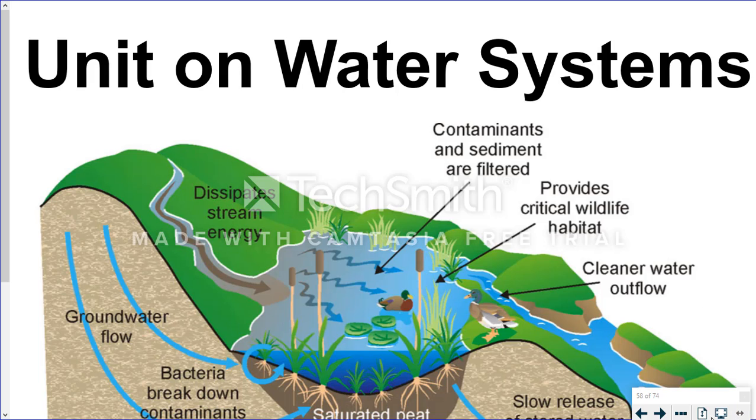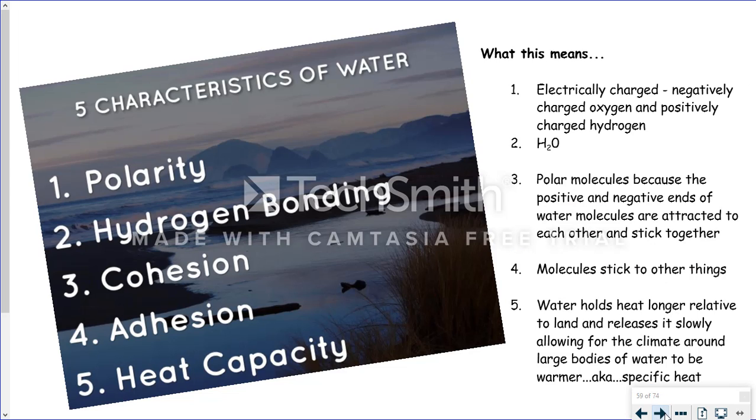So today we're going to discuss the unit on water systems. There are 5 characteristics of water, those being polarity, hydrogen bonding, cohesion, adhesion, and heat capacity. Polarity means that water is electrically charged. The oxygen atoms carry negative charges, and the hydrogen atoms carry positive charges. These atoms are bonded together, forming H2O, which is a chemical symbol for water.